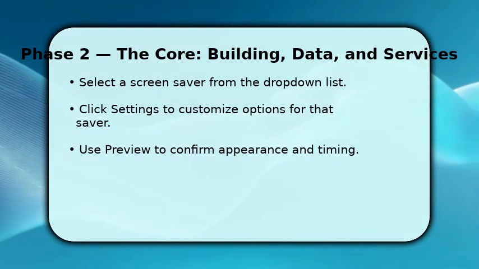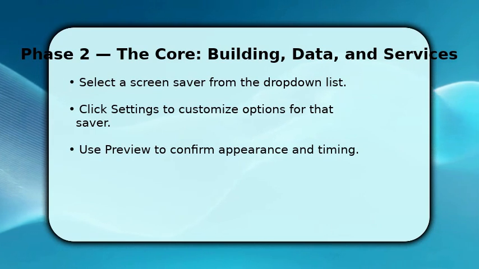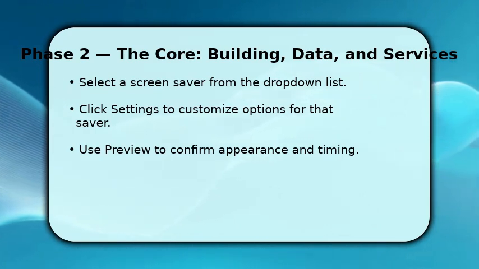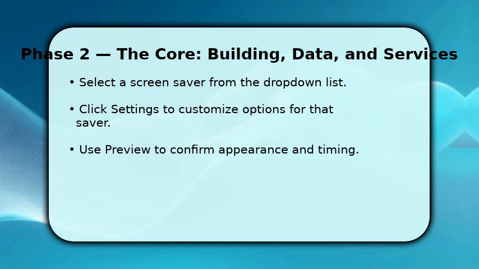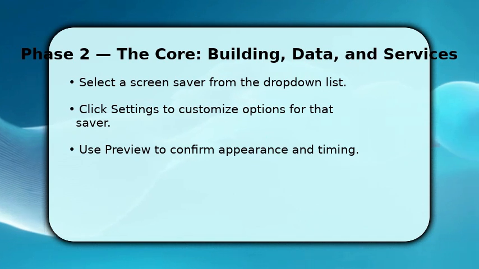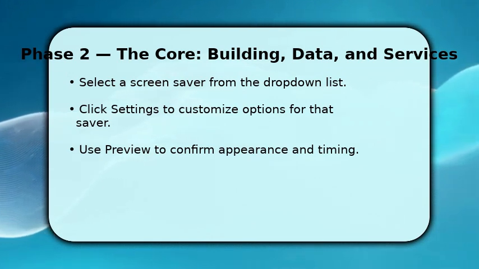Now you choose which screensaver you want and why. Use photos for slideshows, 3D text for branding, or blank to conserve power. Once you pick from the drop-down, click Settings to adjust specifics: folder path for photos, text and font for 3D text, or speed for ribbons, because the Settings button tailors behavior.